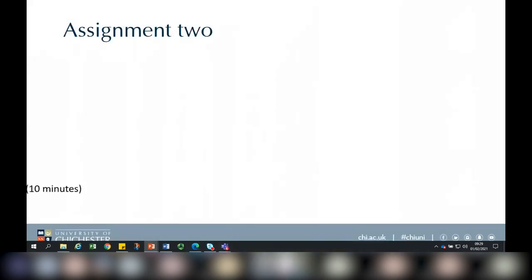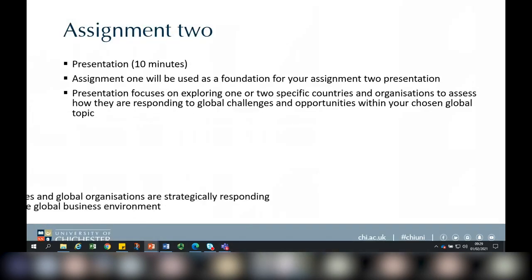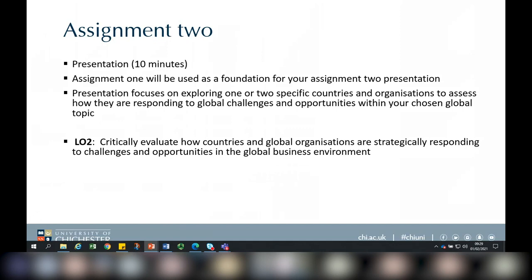Assignment 1, and then assignment 2. You basically draw on that paper, but you're focusing specifically on what opportunities and challenges government and organisations are dealing with. So it doesn't have to be a private sector, it can be a private sector, or it can be a voluntary sector.